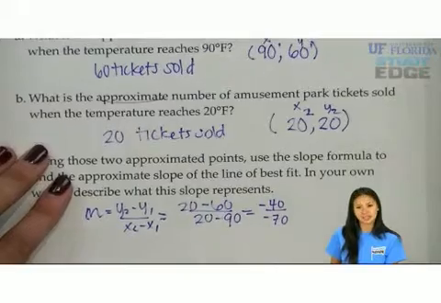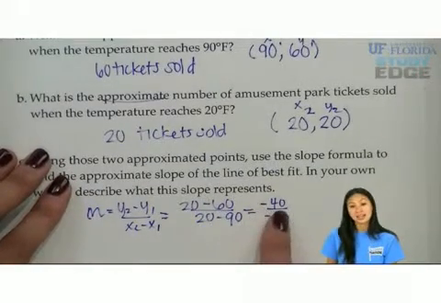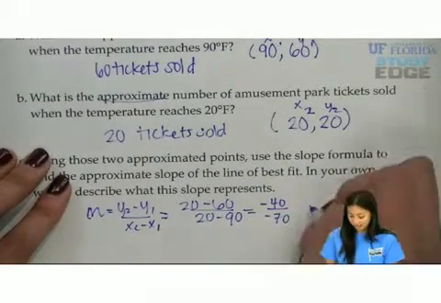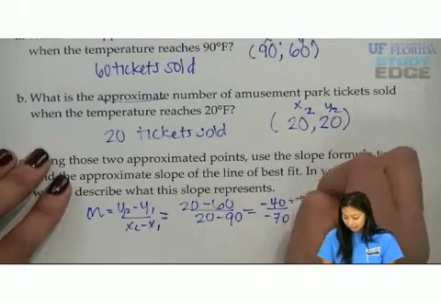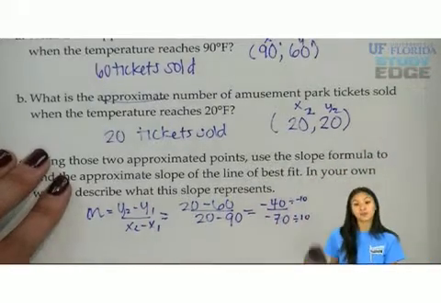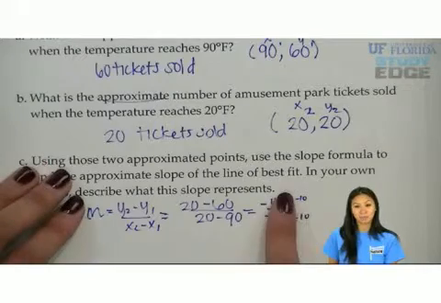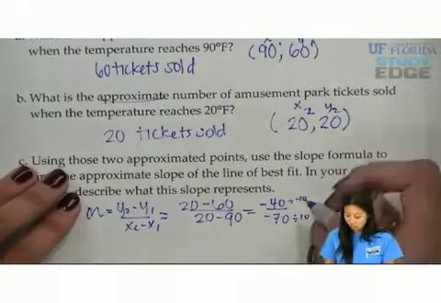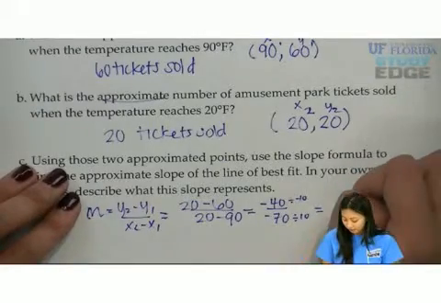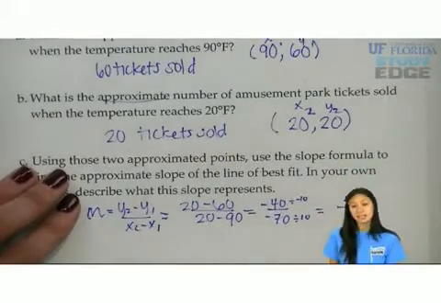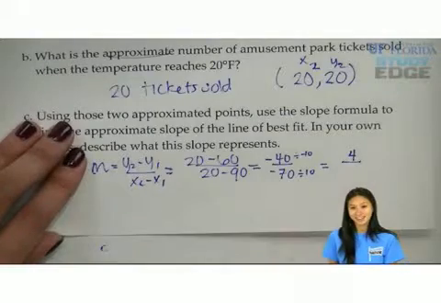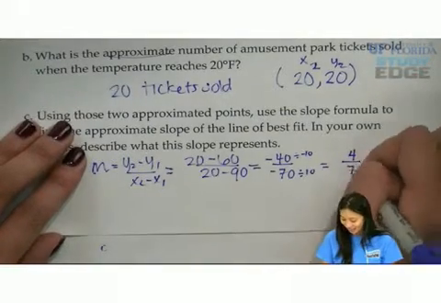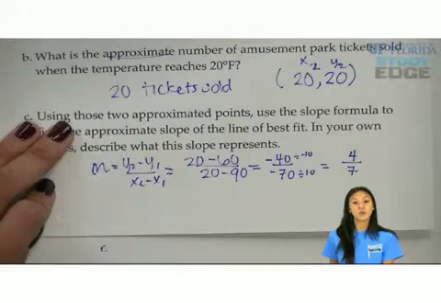Let's see if I can reduce that. All right? That's negative 40 divided by negative 70. Negative 10 goes into both the numerator and the denominator. It goes into both negative 40 and negative 70 evenly, right? So negative 40 divided by negative 10 is 4. Negative 70 divided by negative 10 is 7. So our slope is 4 over 7.